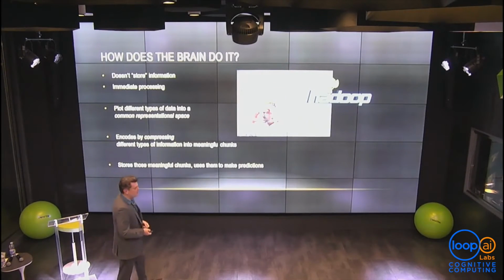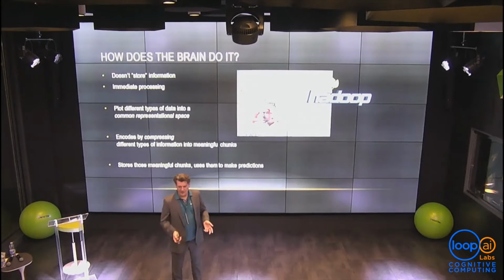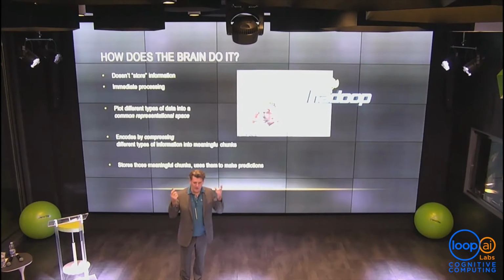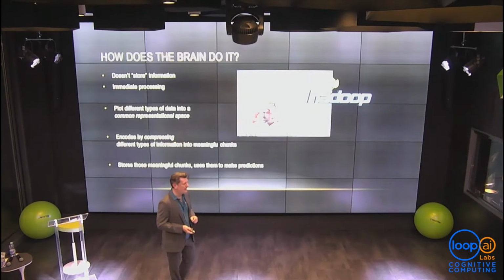Okay. So the answer is your brain doesn't actually store information. We think, I have a memory, and I see stuff and I remember it, and you think of your brain as like storing information, but it actually doesn't do that.